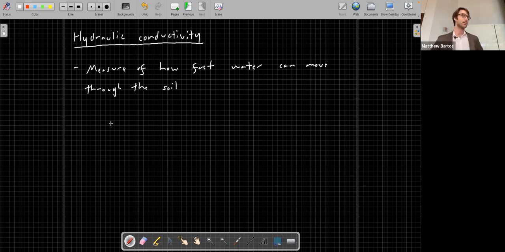Note that in general, as I mentioned before, KH is a function of theta, our volumetric soil moisture content. So in general, KH will change depending on what the volumetric soil moisture content is. However, there is hope because we can instead often look at what happens to KH as the soil becomes saturated. Okay, so we'll often be interested rather in KH star, which is the saturated hydraulic conductivity.